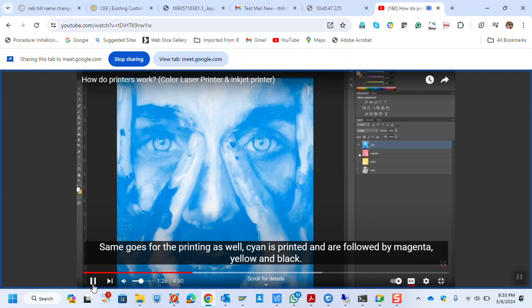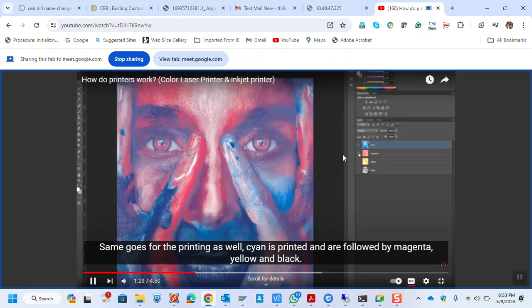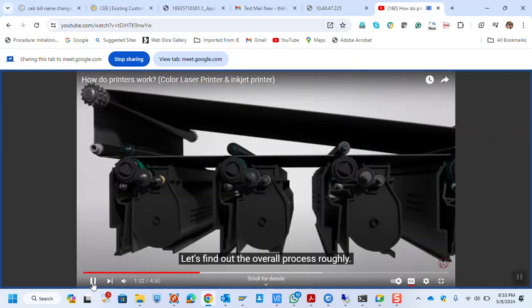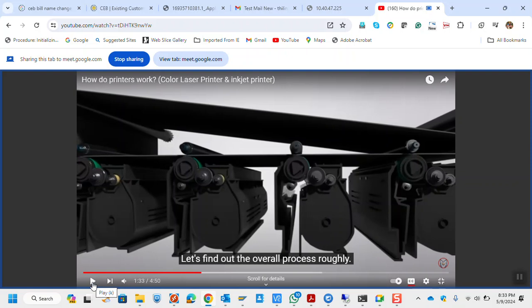Okay, fine. Now he is going to add one by one. See, he added both colors. Now, slowly it's filling the actual colors. Now we got the original color. These are the 4 cartridges.